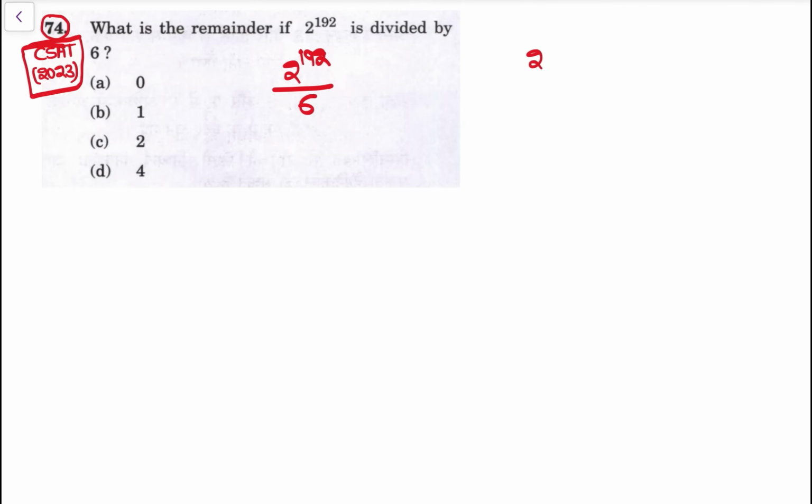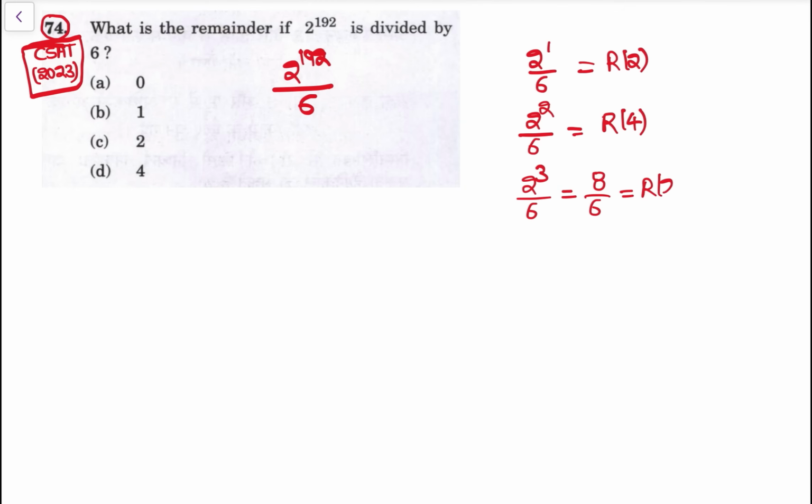See, 2 to the power 1 upon 6 is remainder 2. 2 to the power 2 upon 6 is 4 upon 6, remainder 4. Then 2 to the power 3 upon 6, that is 8 upon 6, remainder 2. Then 2 to the power 4 upon 6, that is 16 upon 6. 6 2s are 12, so remainder 4.